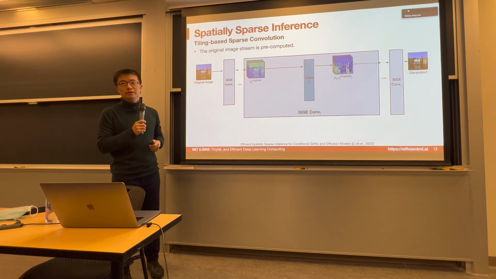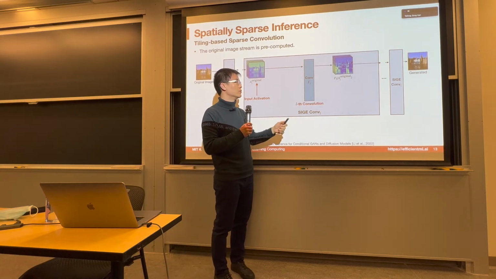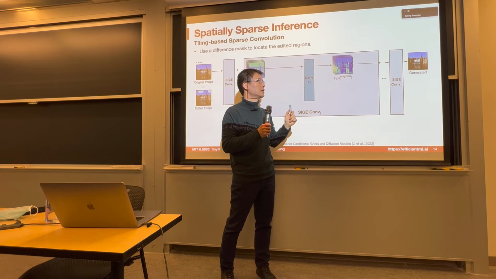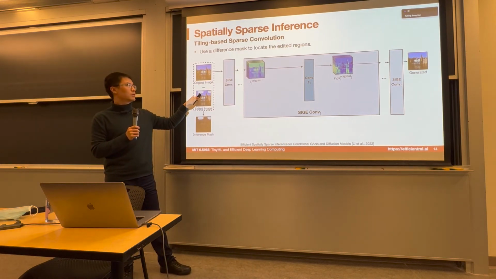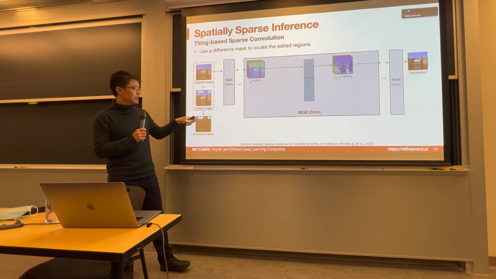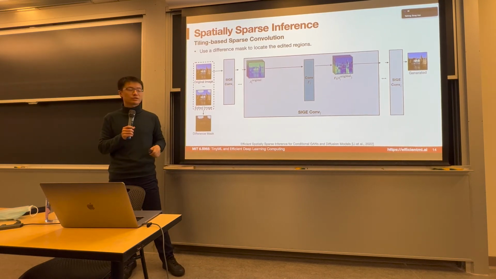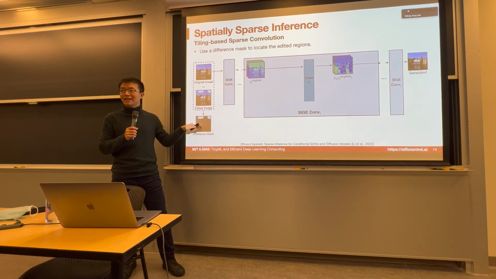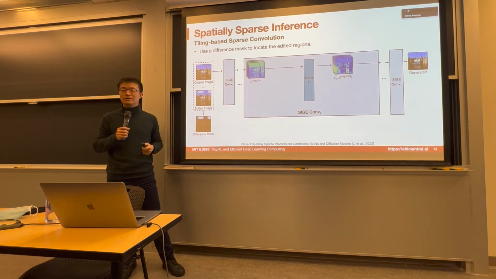So this is the original image. This is the input activation, and the output activation for some convolution. On the other side, if we have an edited region, for example we want to add some cloud to this image, we can get the difference mask. Only in these regions are the pixels different. So we want to work only on these edited regions rather than computing on the entire image.